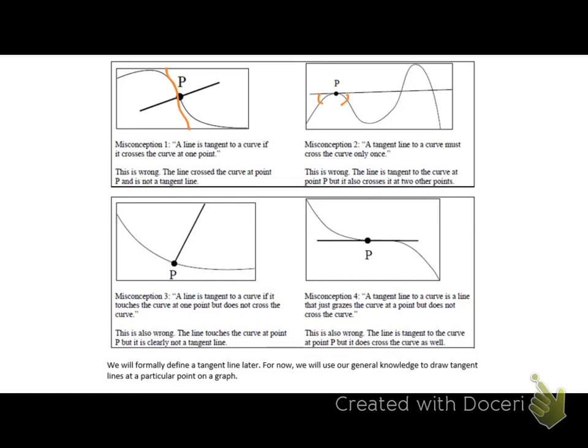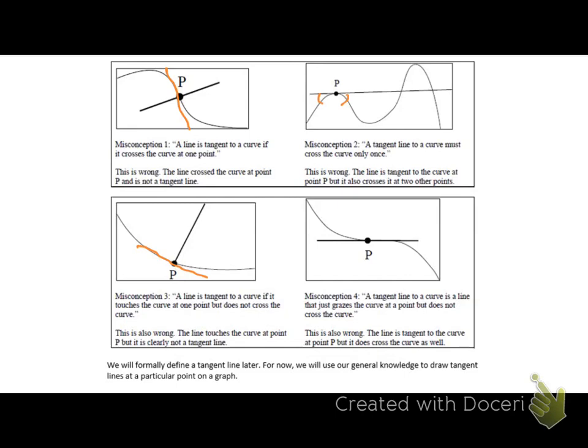Another misconception is that a line is tangent to a curve if it touches the curve at one point but does not cross the curve. And so this example would be another one where you can see that line that you're looking at touches the curve, and it doesn't cross the curve, but that's not the tangent line. The tangent line would actually be more like that.